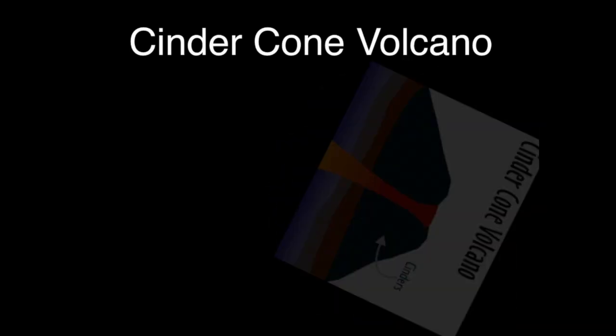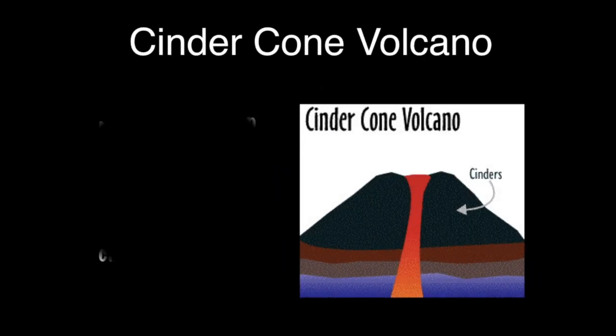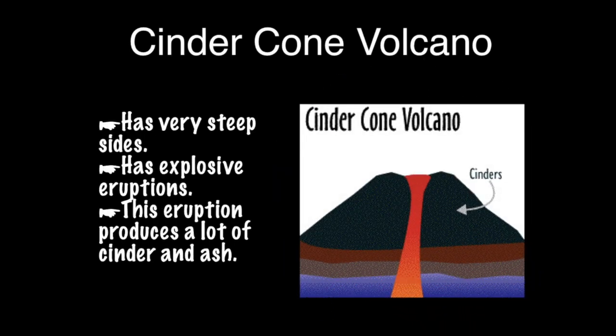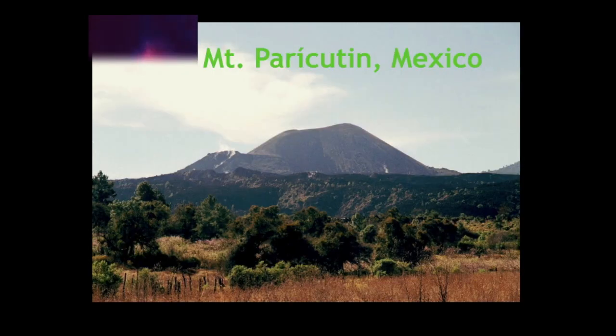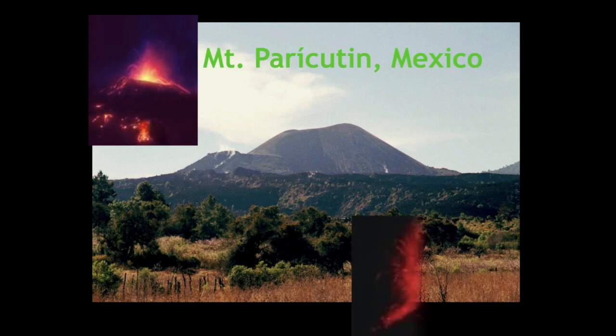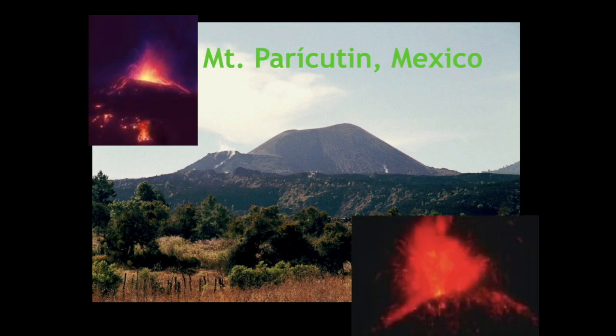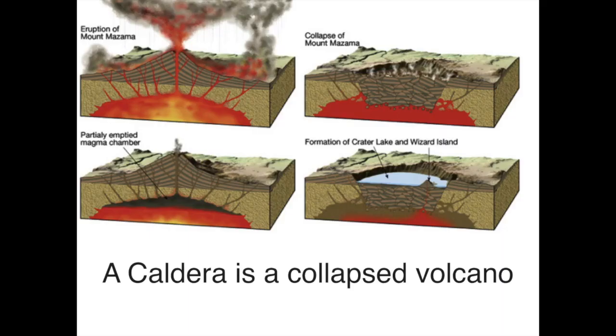The last one that we're going to focus on is the cinder cone volcano, and this is primarily consisting of cinder. So it will have layers of pretty much just cinder. That means any of these eruptions would be explosive. Well, this would be Mount Paricutin in Mexico. This is a very steep volcano, very explosive.